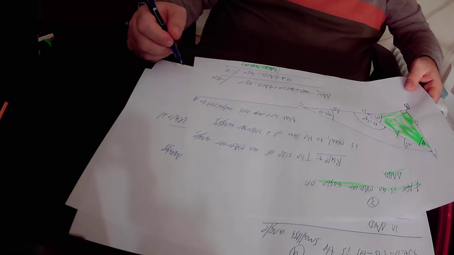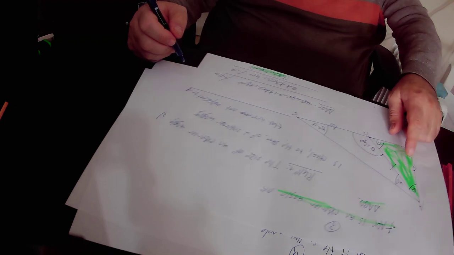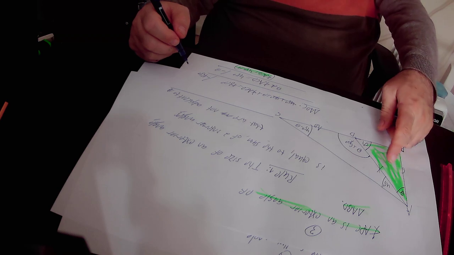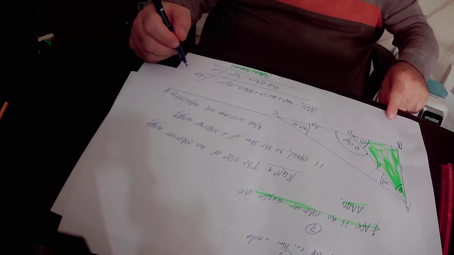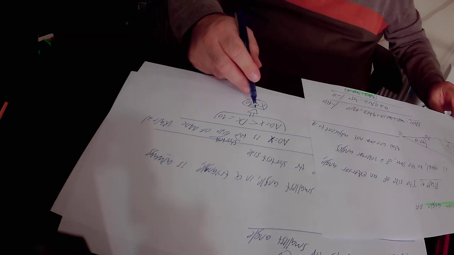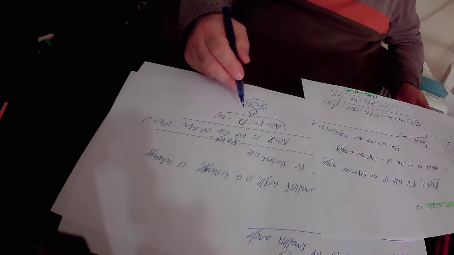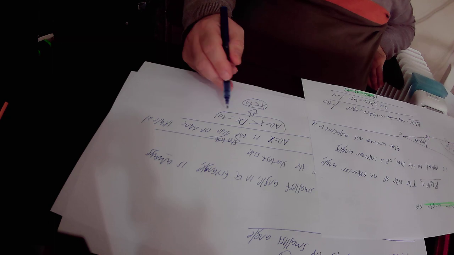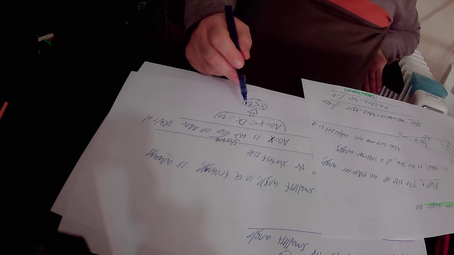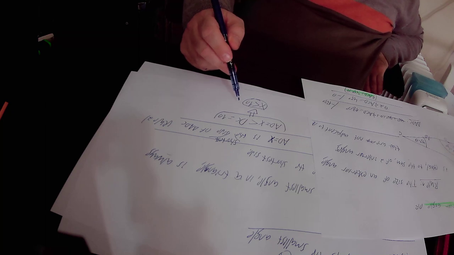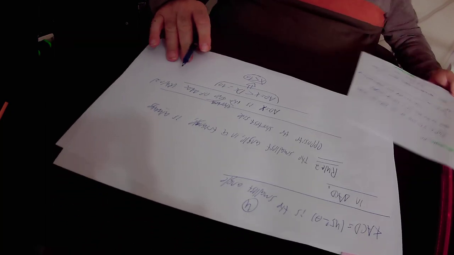So, because AD is the shortest side of triangle ADC, it means that AD must be less than DC. AD, which is equal to x, must be less than DC because it is the shortest side of triangle ADC. But DC equals 10, so from this inequality we derive that x is less than 10 units.